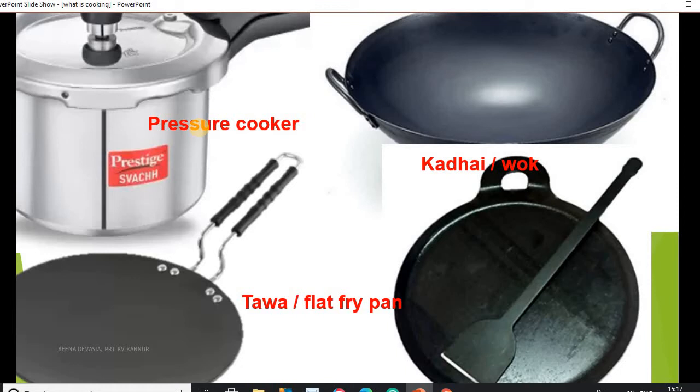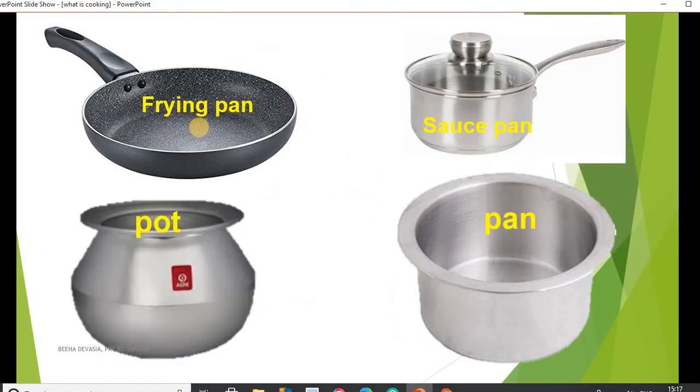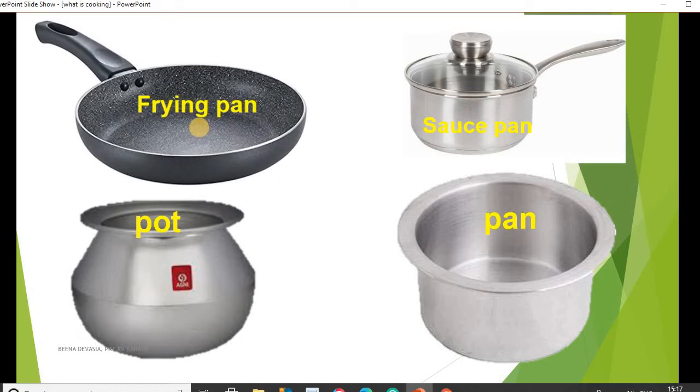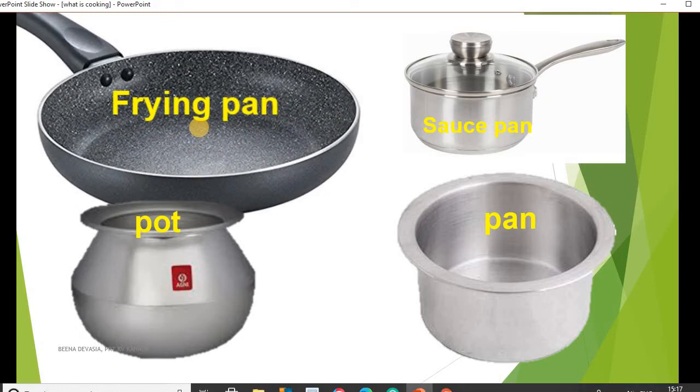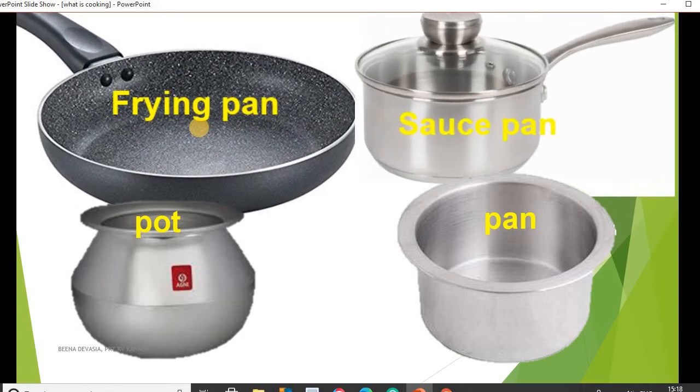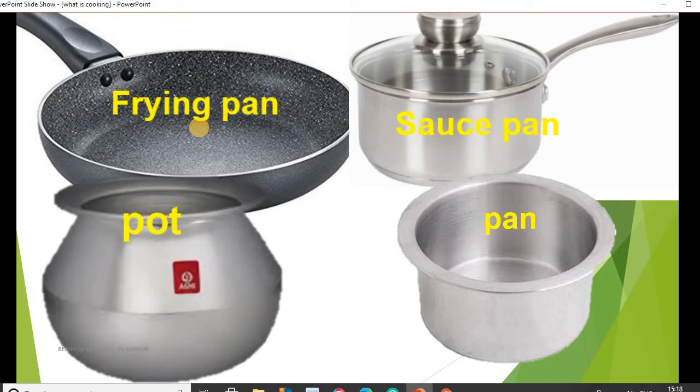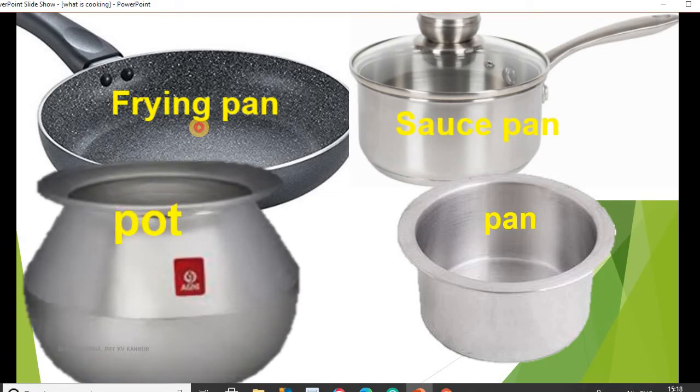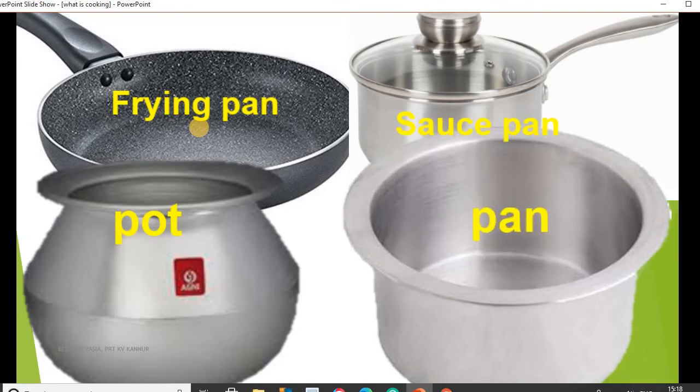So let's name these things once again. Pressure cooker, kadai, or it is also known as wok, tawa, which is also known as flat fry pan. Here we have some more pictures. The first is a frying pan. The next is a saucepan. Here we have a pot. This is known as a pan.